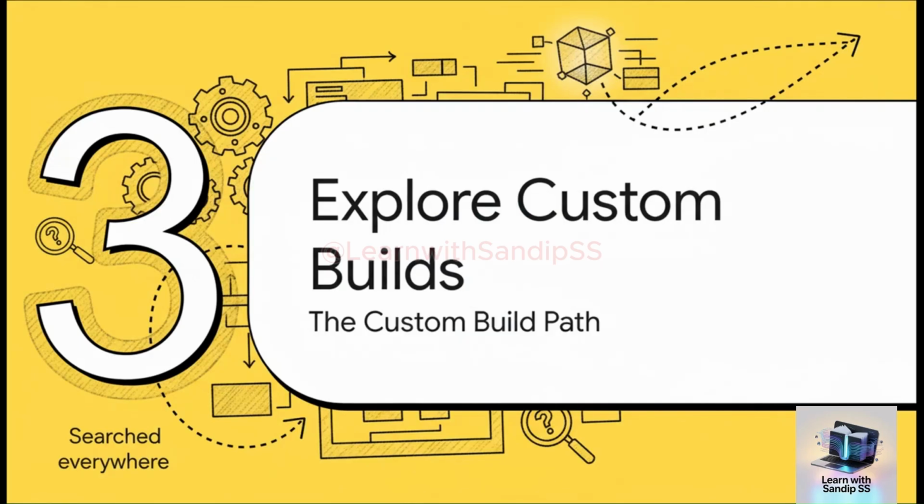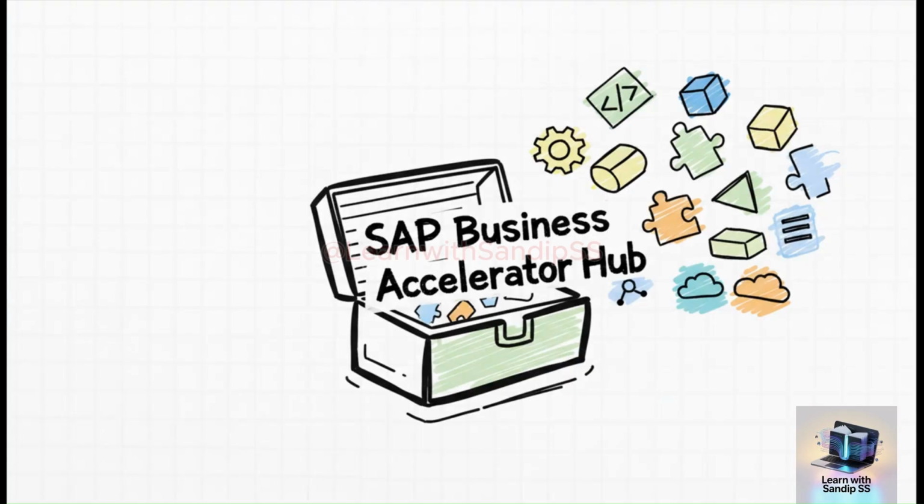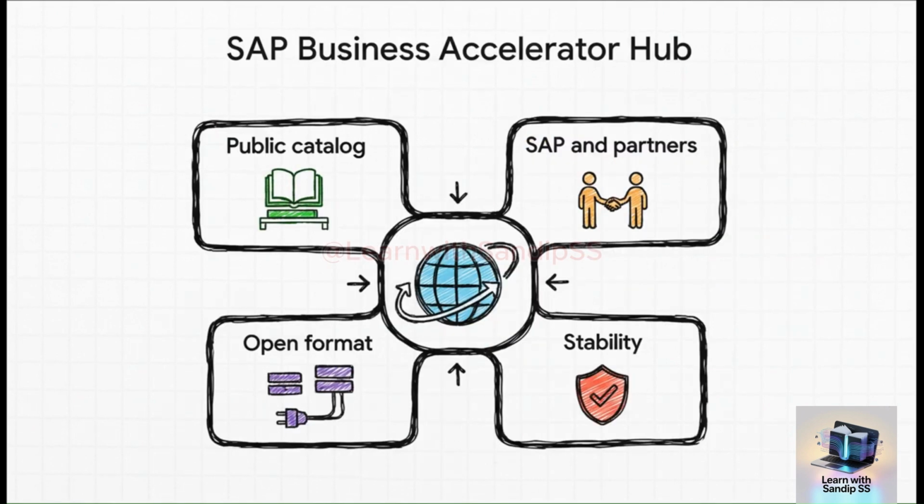Okay. But what happens when you've looked everywhere? You've searched high and low, and there just isn't a prepackaged solution for your client's unique need. Now, and only now, do we go down the path of custom development. This is your last resort. And your main destination for this part of the journey is the SAP Business Accelerator Hub. Think of this as your official catalog, your Lego store for all the building blocks you're going to need for a custom integration.